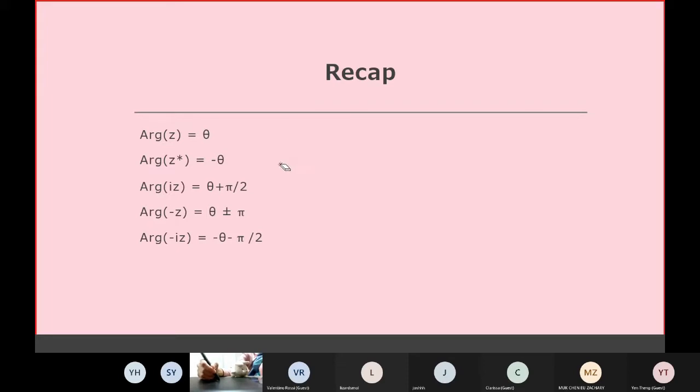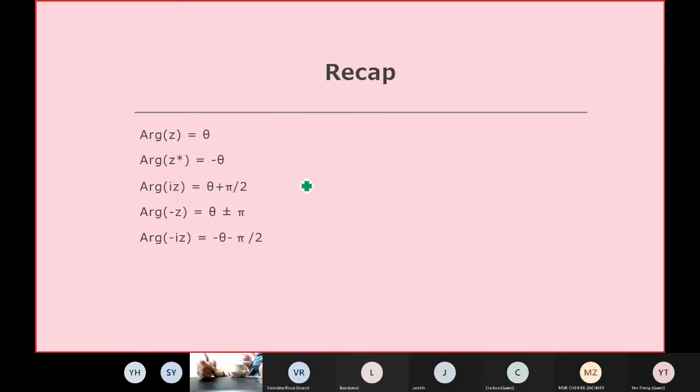Then for iZ, minus Z, and minus iZ, you just use the idea of e^(i pi over 2) times Z. Then this will be e^(i pi), then this will be e^(-i pi over 2). All right, and there you go. I think this should be plus theta minus pi over 2, but actually they will give you the same angle if I'm not mistaken. Actually, no, sorry, this is theta minus pi over 2. Yeah, this will be theta minus pi over 2. I will make that edit later on.